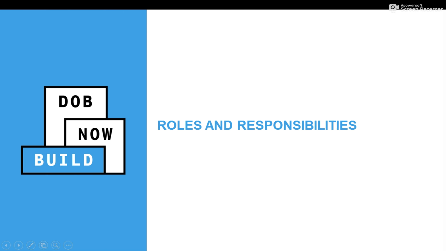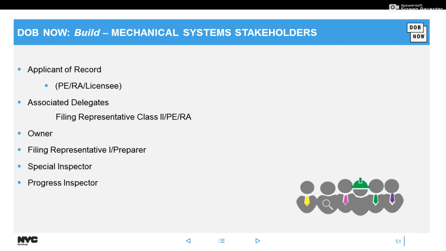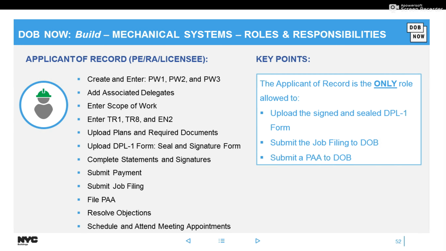Roles and responsibilities. Within a mechanical systems job filing, there are different stakeholders, and what I'm going to do in the next few slides is talk about each role and what they can and cannot do. So we have the applicant of record, which is a PE, RA, or licensee. That applicant of record could assign up to 2 delegated associates, which is a filing rep class 2, professional engineer, or registered architect. Then we have the owner, filing rep class 1, or preparer, and then the special and progress inspectors. So on the left, I have all of the actions that the role could do, and on the right, I have the key responsibilities or the things that people were confused about from our prior sessions, and we cleared that up in the box on the right.